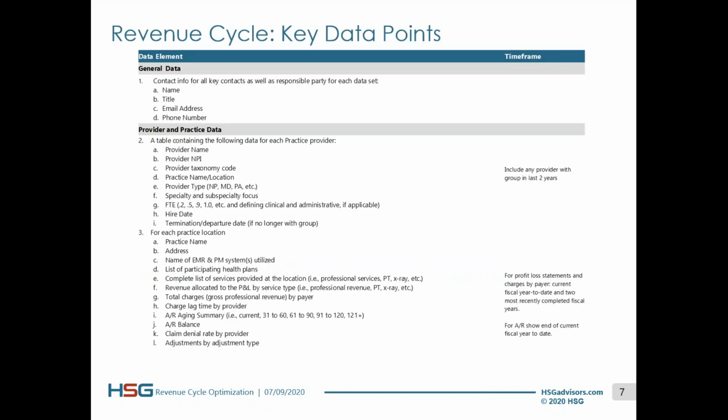So starting on the next slide, just the next two slides, actually, are some of the key data points that we're going to ask for. This is basically taken from one of our data request lists that would go to a client on the front end of a project. Obviously, there's some general information, which is important, such as general contact information, who we need to talk to when we have questions.